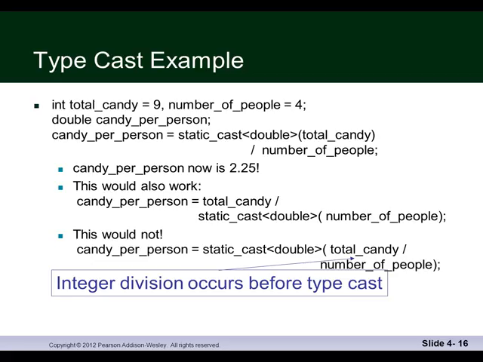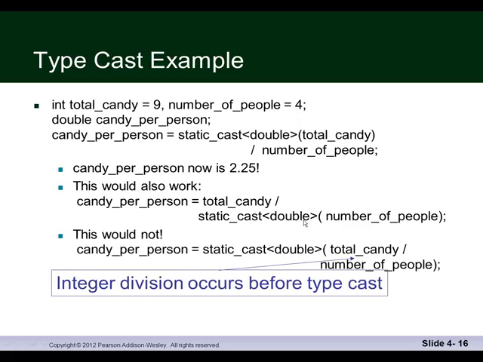Yes, so I am dividing an integer by an integer first. So integer divided by integer is going to give me integer. And I'm going to take that one and typecast it. So what do I have? I have number of candy 9 divided by 4. 9 divided by 4 is going to give me what? 2. And I typecast 2 to double, it's going to give me 2.0.